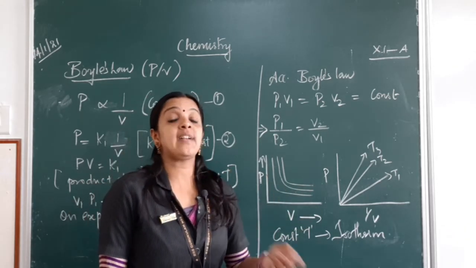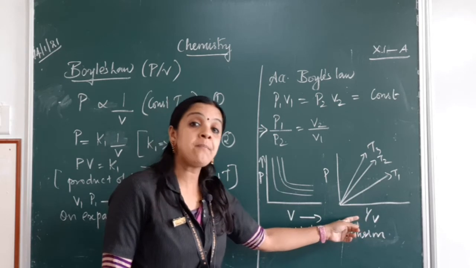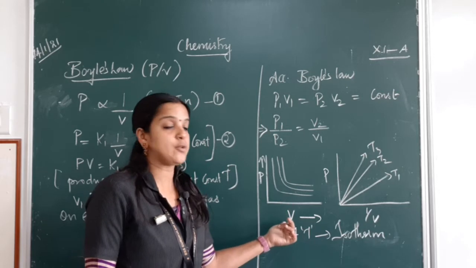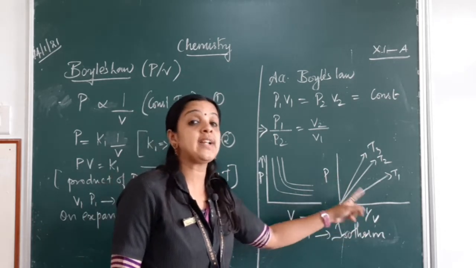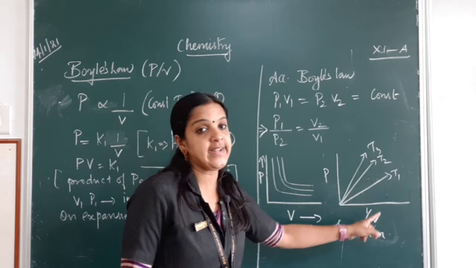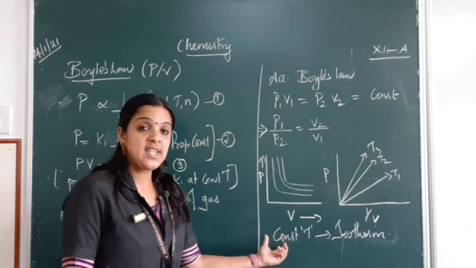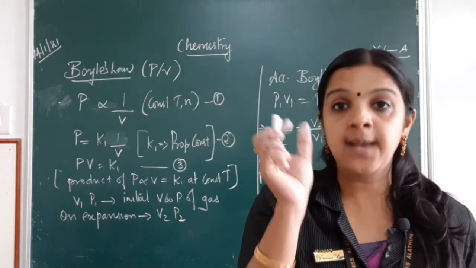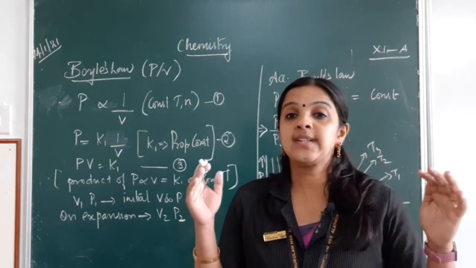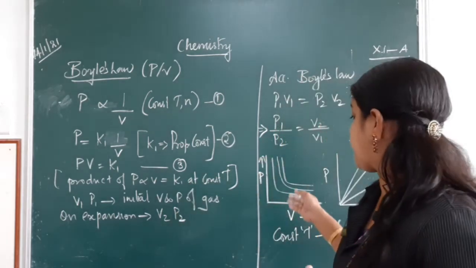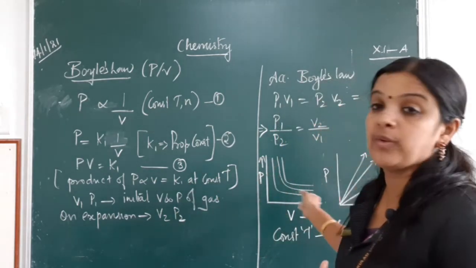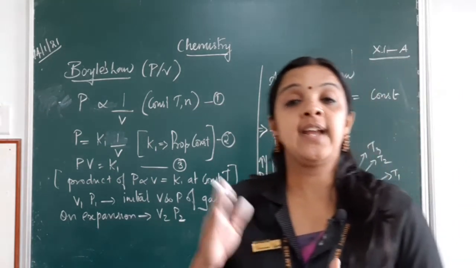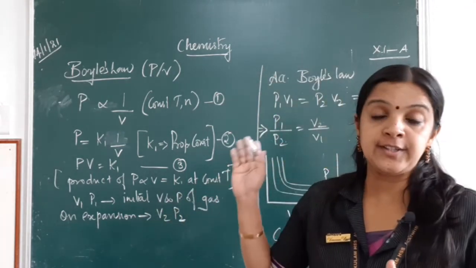Now if I plot another graph between pressure and 1 by V, 1 by V is different from V. This shows inverse proportionality, and when it is drawn between pressure and 1 by V, it shows a straight line at different temperatures. Now these constant temperature curves are called isotherms. Iso means same, therm means temperature. So at the same temperature, the graph plotted between pressure and volume gives an inverse graph, and a straight graph when plotted between pressure and 1 by V. So this is according to Boyle's law.